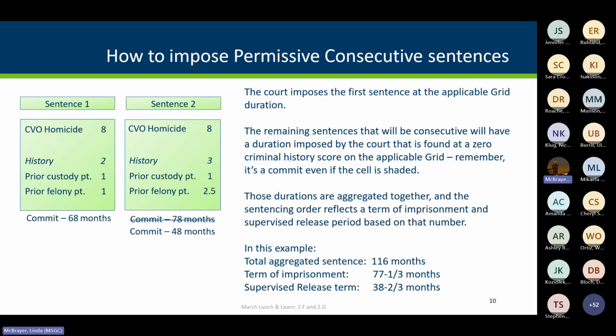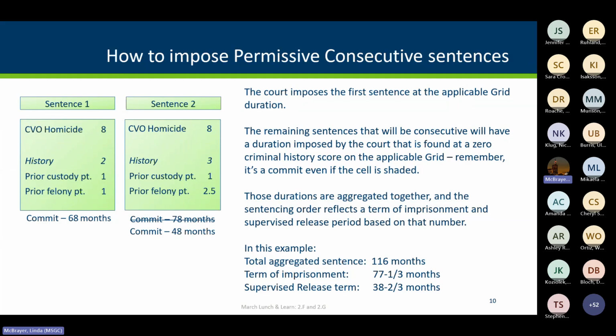The court, again, will impose the sentence found from the grid on the first offense. So here we have 2 criminal vehicular operation homicide offenses. The first one has a criminal history score of 2, so the presumptive is a commit for 68 months. That is then Hernandezed, so we're still following all of those other policies like Hernandezing, onto the second sentence, increasing the criminal history score to 3 and making the worksheet reflect 78 months.